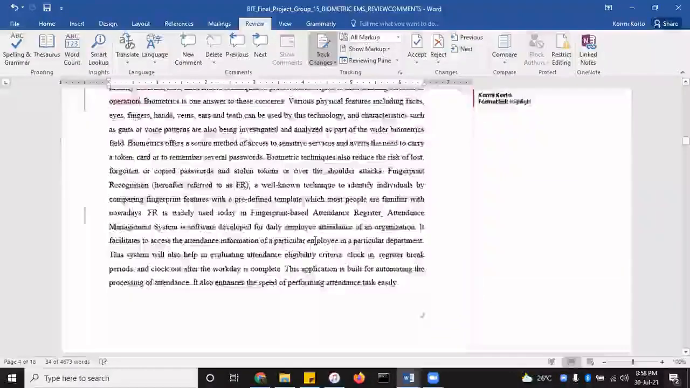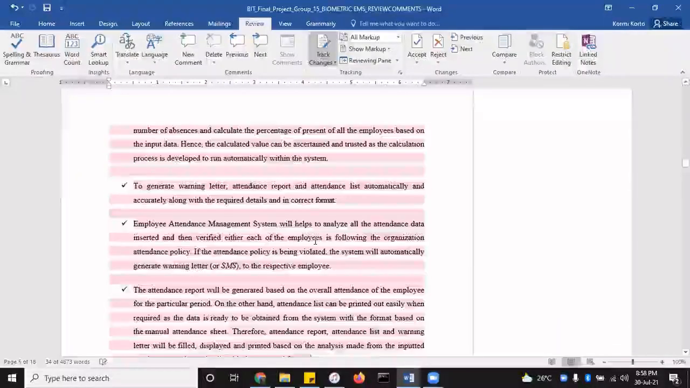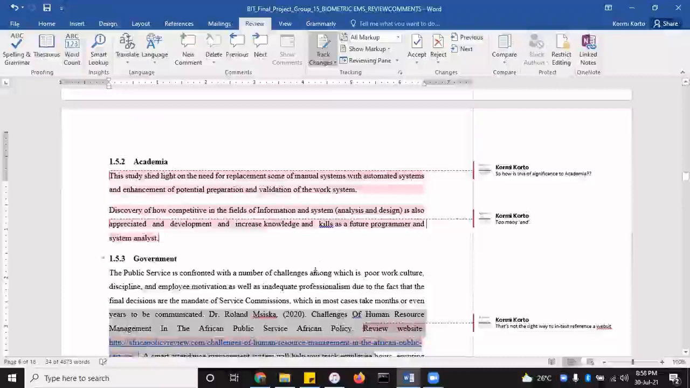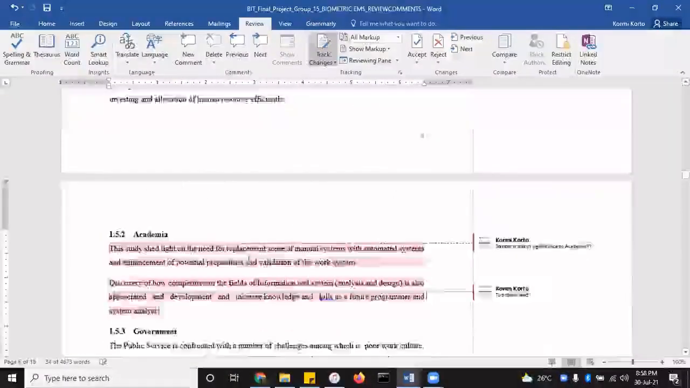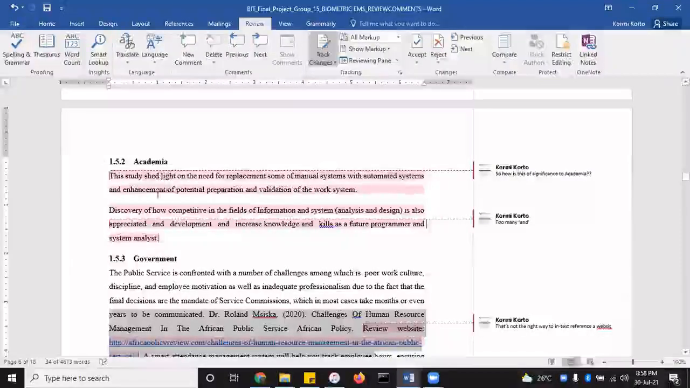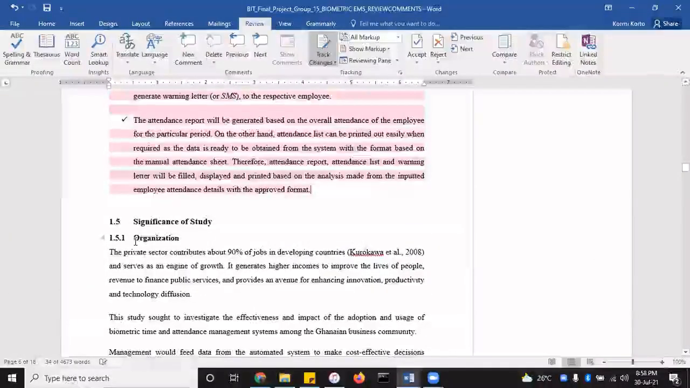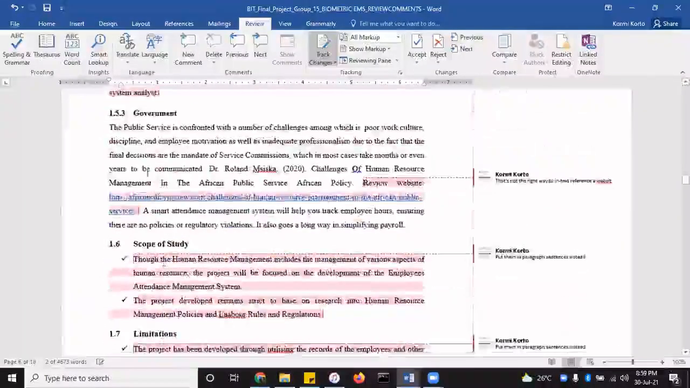Like I said, these guys have an issue with the objectives. Academia-wise, for the significance of study, they were struggling over here. So it's all about how the system benefits the organization that you build a system for, academia, and then government. So let's talk about how does it benefit them?